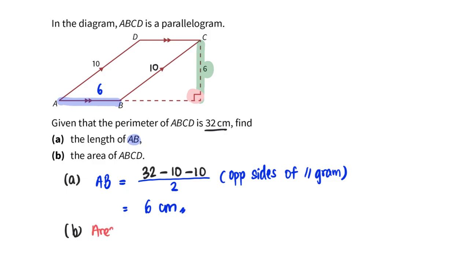the area of ABCD is therefore equal to base times height, 36 cm square.